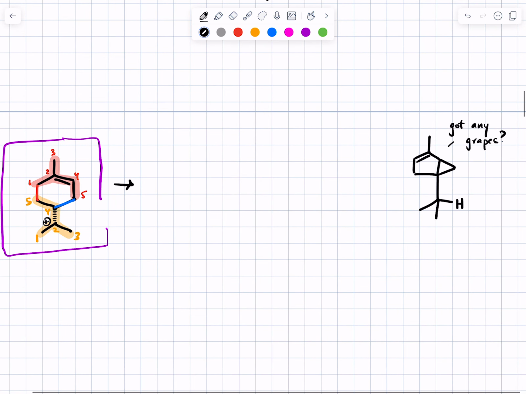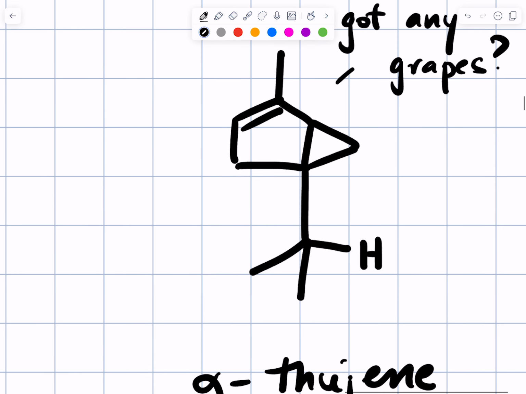So, let's see if we can identify the isoprene. This is actually called alpha-thujene. Unfortunately, it is not present in duck oil. That would have been awesome. I don't know what oil of duck is, but it actually comes from rosemary and some other herbs. So see if we can find the isoprene units here.